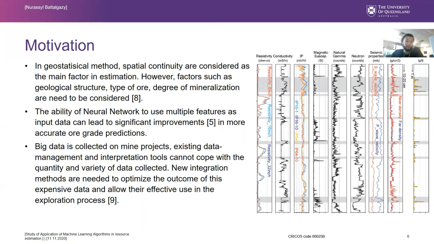One of the abilities of neural networks is to use multiple features as input data, which can lead to significant improvements in grade prediction accuracy. There are cases where significant improvements are obtained when, besides location, information on the rock type is included in the set of predictor variables. This observation highlights the importance of carrying out detailed studies of the geological composition of the deposit to obtain more accurate ore grade prediction.